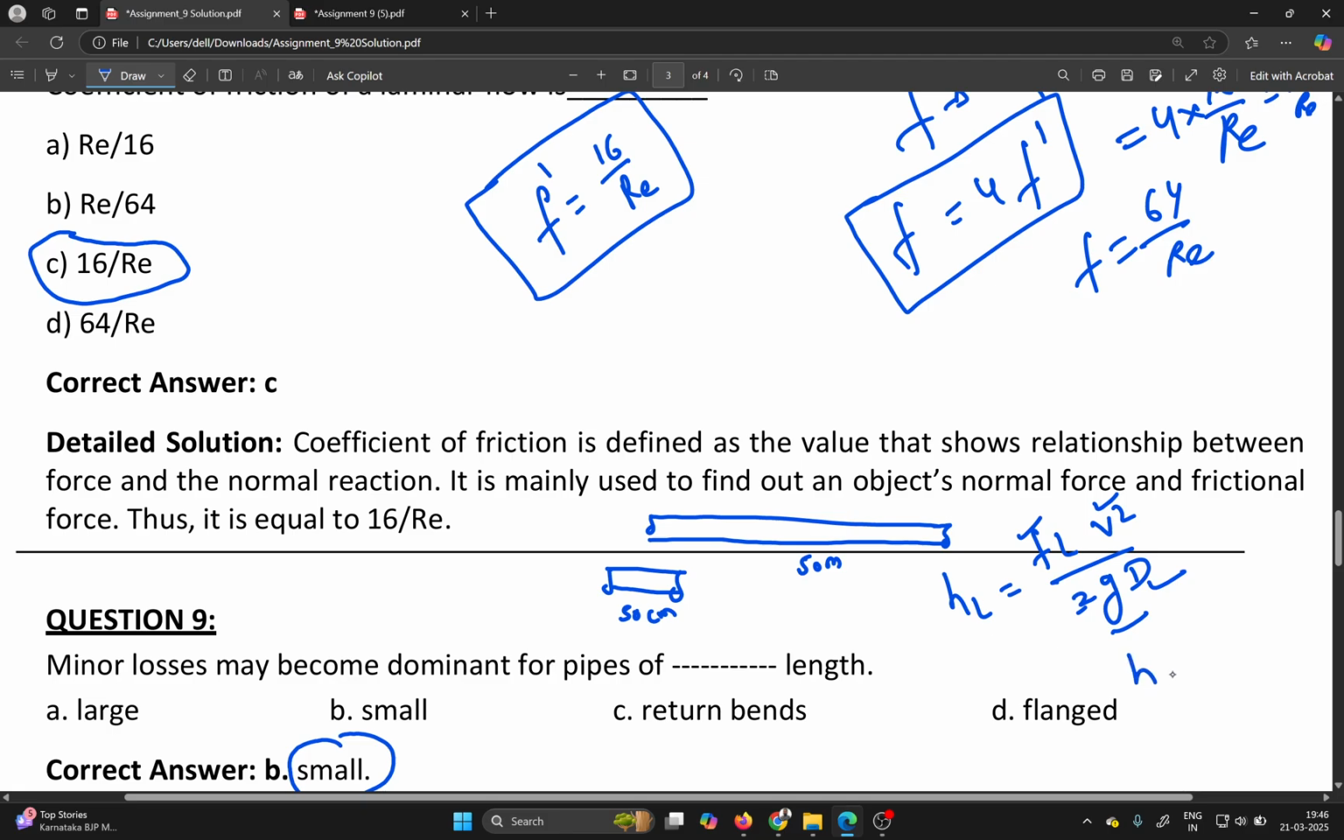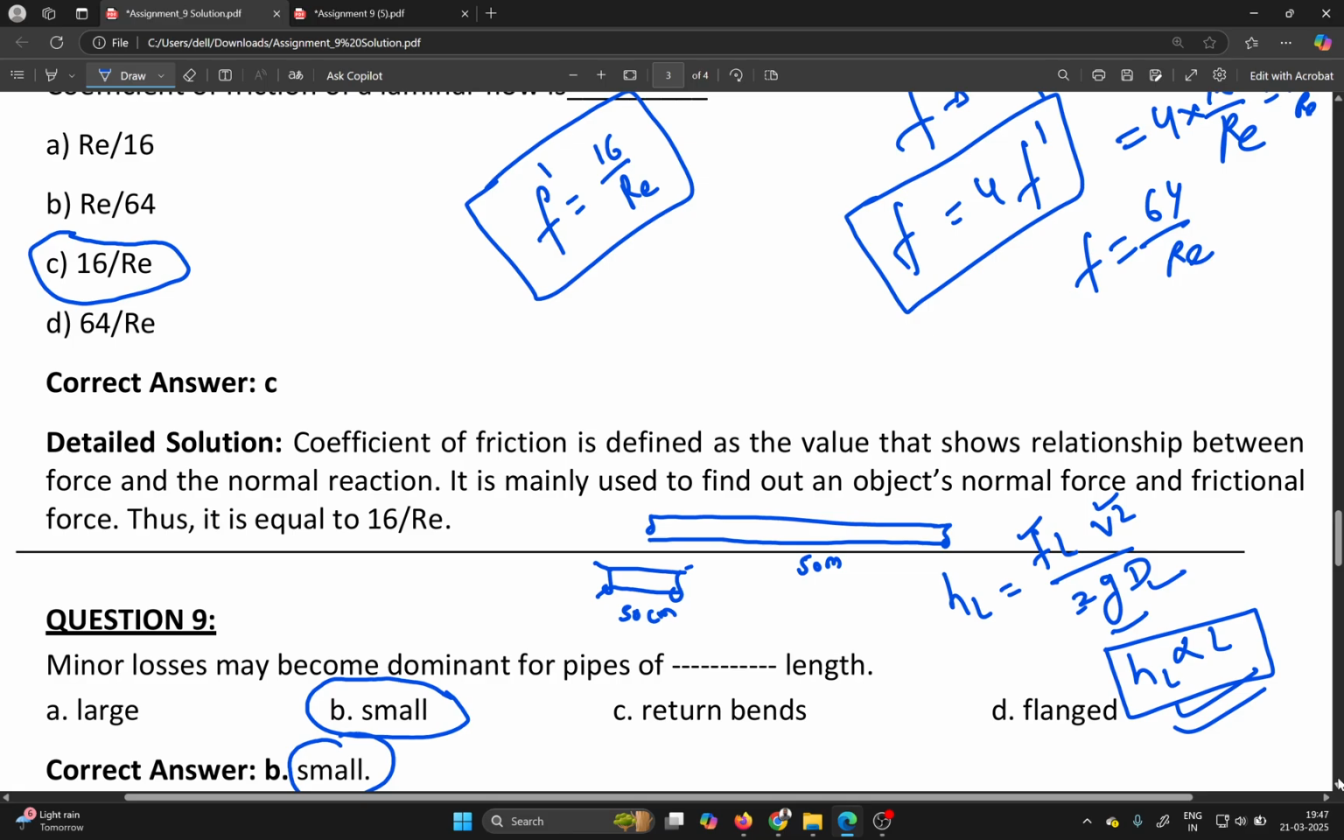So your h in this case is related to L. Let us assume 50 centimeter, but there is some entrance, some exit point, some elbow joint. Due to this, the minor loss will be more, that is dominant in the case of a small pipe. Remember please, the reason is this.